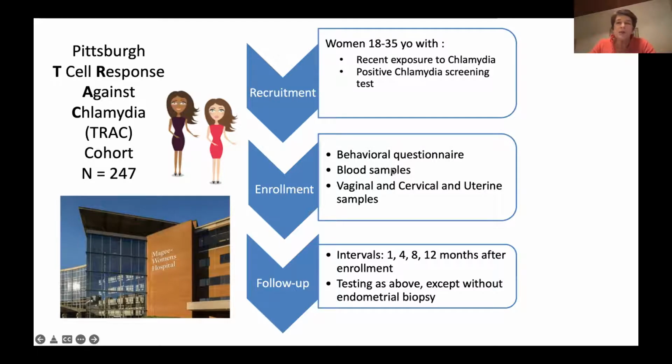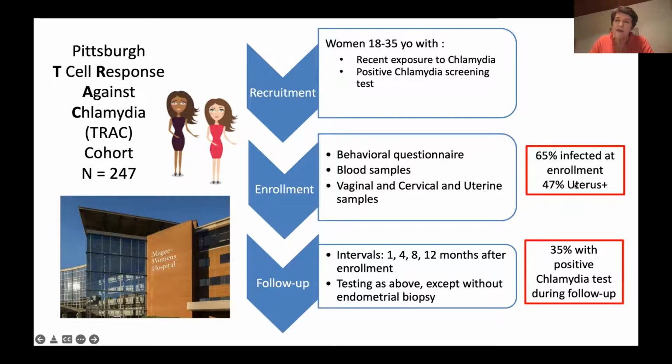We asked them a lot of questions about their sexual history and their behavioral history, and then we took blood from them. We also did vaginal and cervical and even a uterine sampling to look at various sections of their genital tract to see if chlamydia had actually ascended. And then we followed them. The good thing about Pittsburgh for a long-term study is that there are lots of bridges and tunnels, and people tend to stay in their neighborhood. So it's easy to get women back into the clinic. We were able to follow these women and have them rechecked every so often for a year after their enrollment.